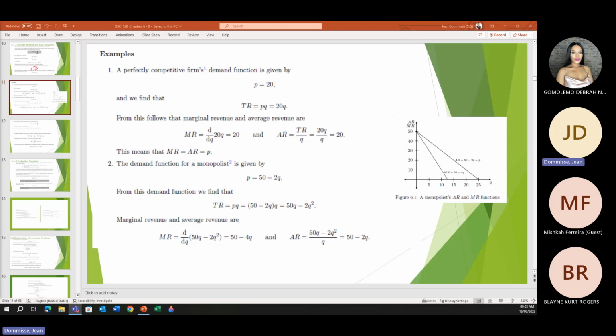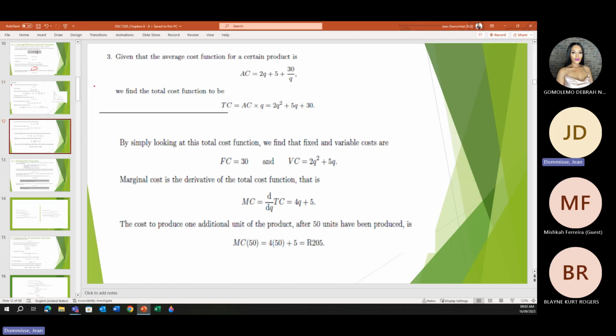So what they tell us here, and let's skip that one. Again, I'll share it with you. Let's get into one that has really a lot of information. So they give you the average cost. So they tell you this is the average cost function. So if we need to then find out what is the total cost, remember the average cost was total cost divided by Q.